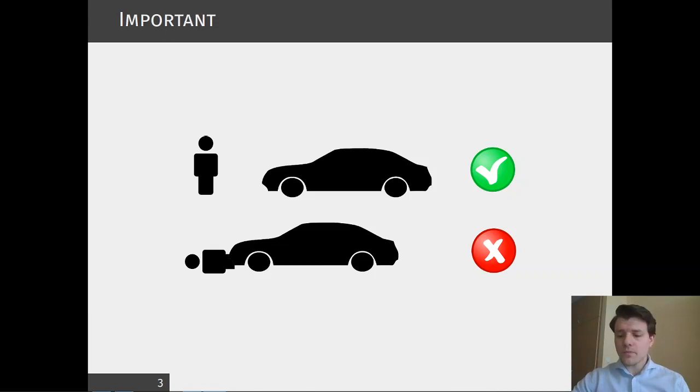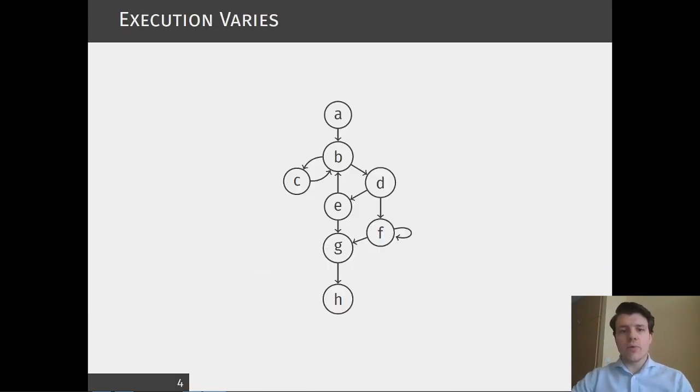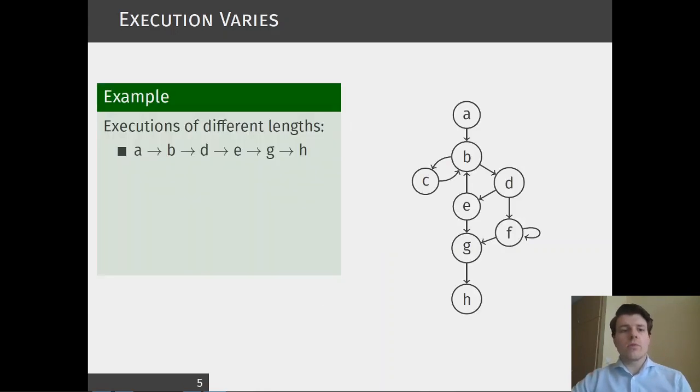the person. So if we take an example program here, execution starts at the top with A, it runs through the various states of the program and then finishes in H. One example run through this program would be this one. Start at A, then go through B, D, E, G, and then finish in H.